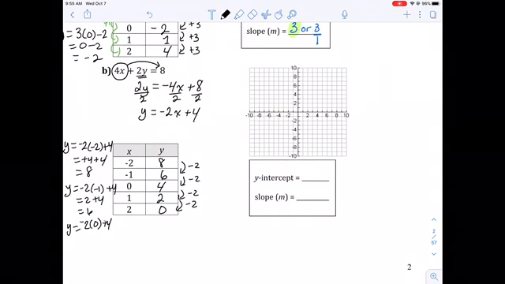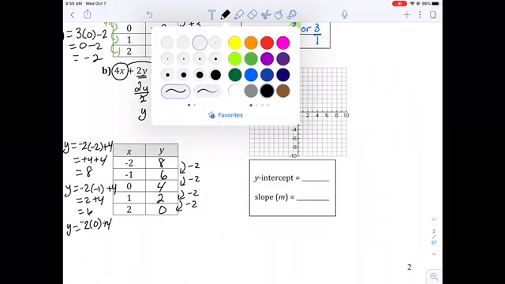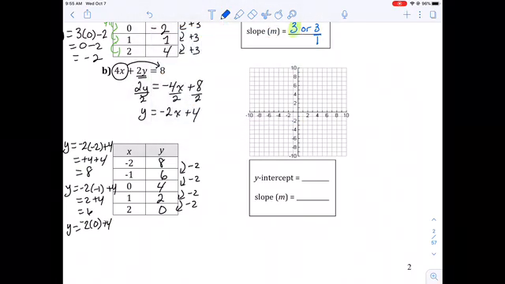So let's plot these points, just like we did above. I'm going to plot the points negative 2, 8.